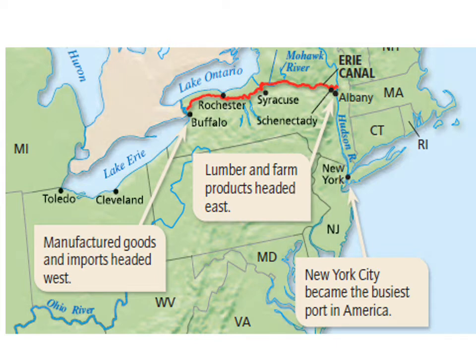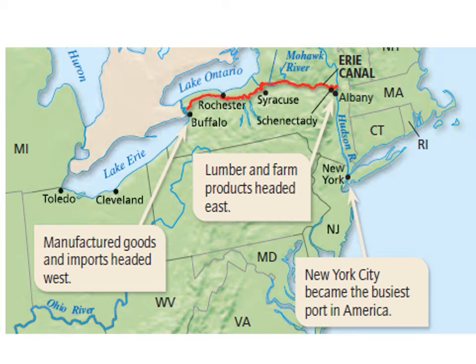And then the products would be transferred to the barges, which go along the Red Line, which is the Erie Canal, which goes over 300 miles to Buffalo, New York, where the products, the manufactured goods from Europe, could go on the Great Lakes and go down to the major cities in the Midwest.